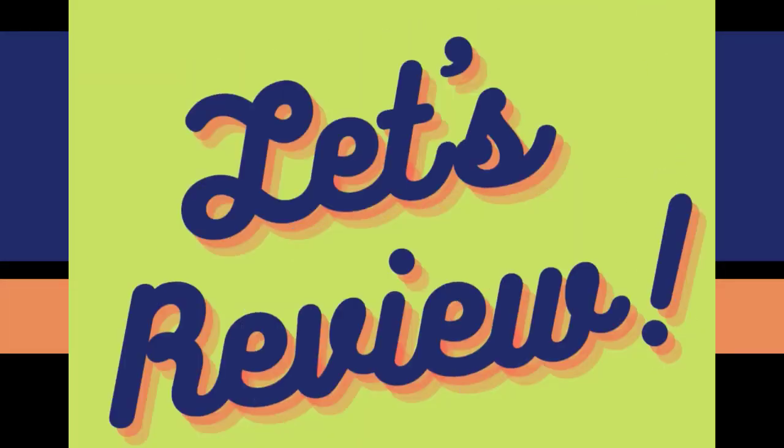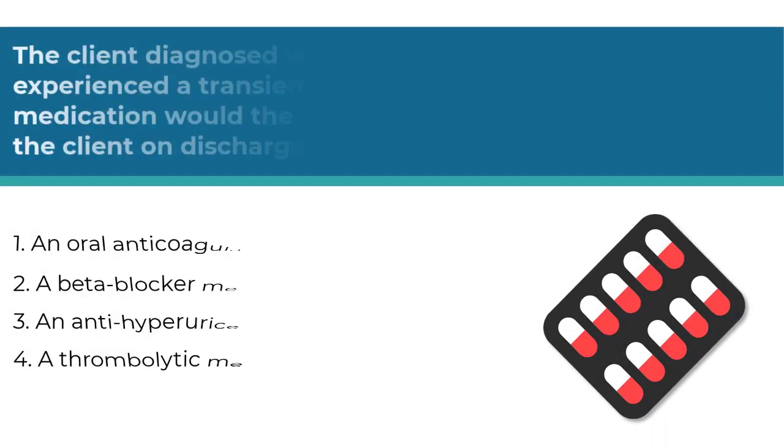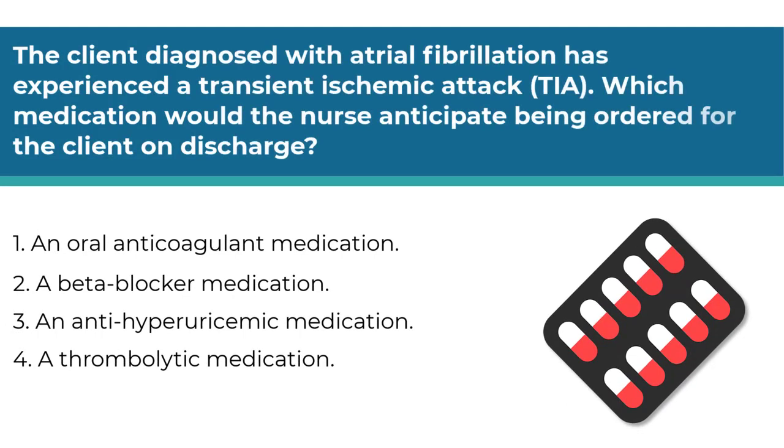Let's review. The client diagnosed with atrial fibrillation has experienced a transient ischemic attack, a TIA. Which medication would the nurse anticipate being ordered for the client on discharge? Number 1, an oral anticoagulant medication. Number 2, a beta blocker medication. Number 3, an antihyperemic medication. Number 4, a thrombolytic medication.